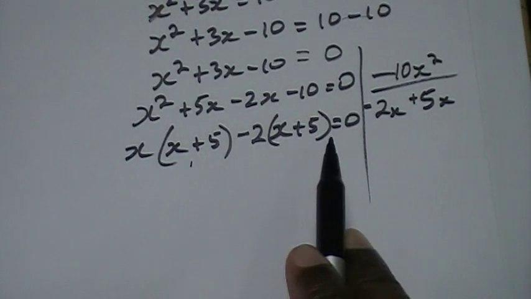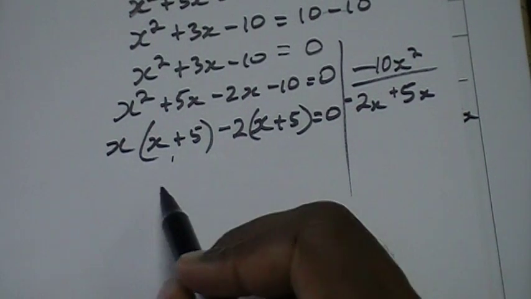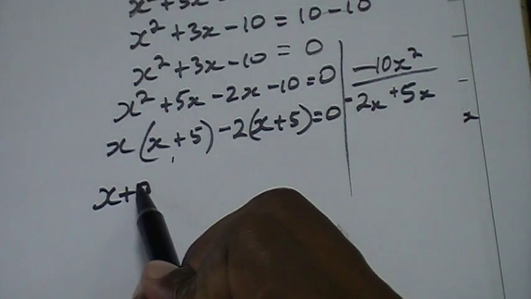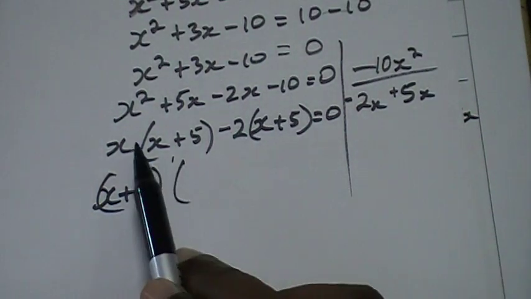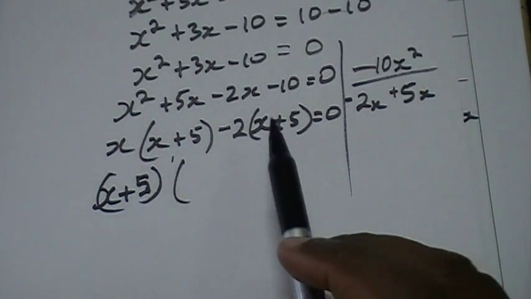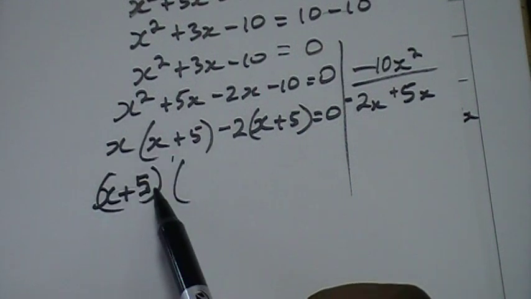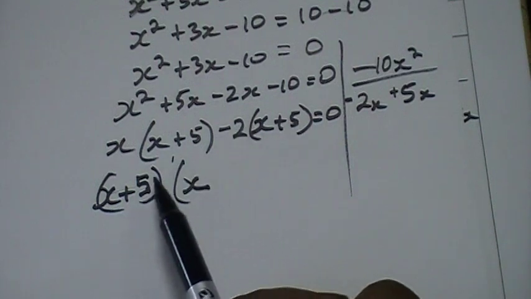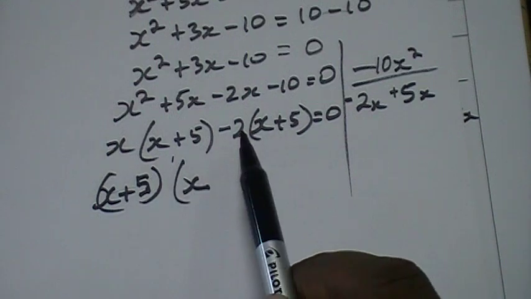Alright, we need to factorize this left hand side. What's common is x plus 2. So we take it out. I'm sorry, x plus 5 is common. And then we're going to divide this part by x plus 5. If we have x times x plus 5 divided by x plus 5, these two will cancel each other, leaving us with x. If we divide this part by x plus 5, the x plus 5 will cancel itself and give us negative 2.